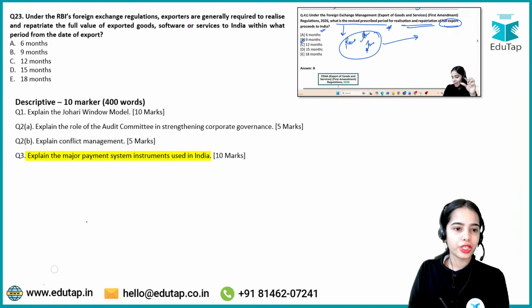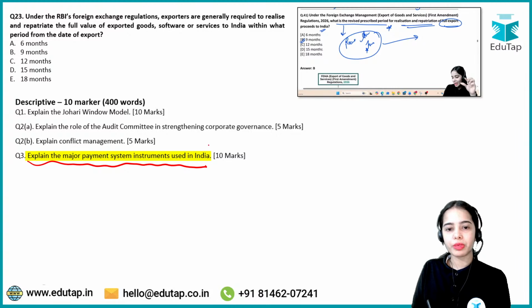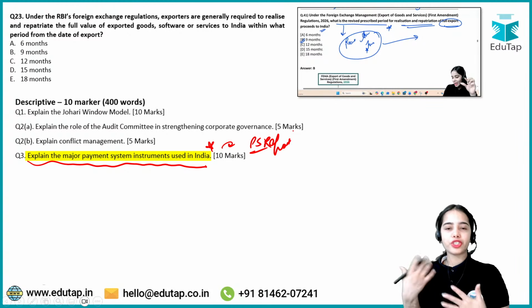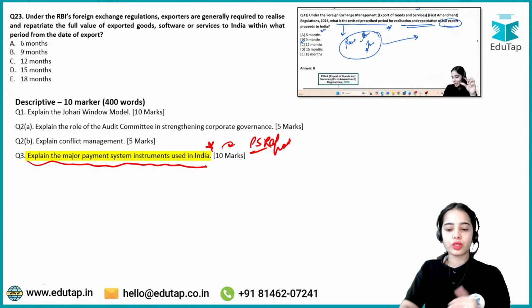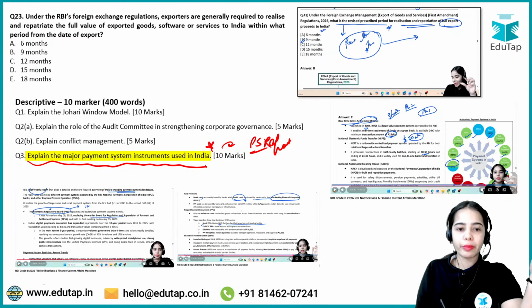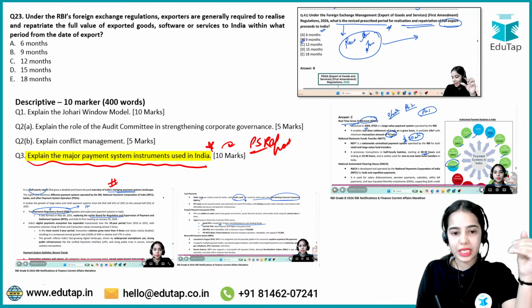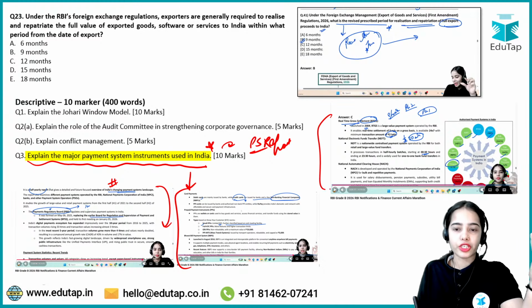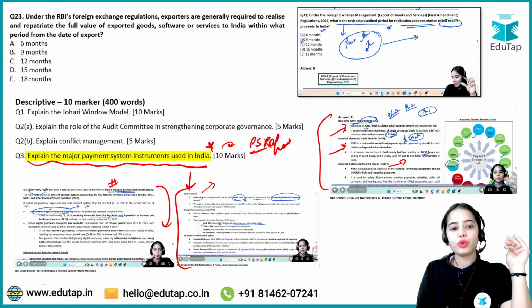Now coming to the next question, that is: explain the major payment system instruments in India. This was from the payment system report, because whenever you are mentioning the payment system, you have to give some data points also. So in the payment system report, you can mention that, okay, the payment system report has been released, and as per that, you can mention the data points. And in the payment system report there is a detailed discussion regarding the different payment system instruments, RTGS, NEFT, NACH, card payments, PPIs and such. So explain the major payment system instruments used in India.